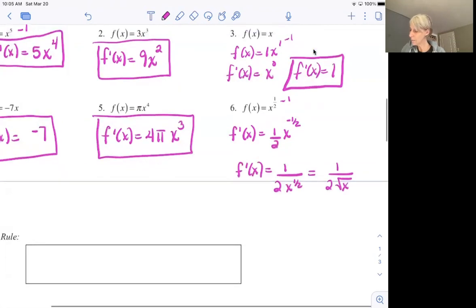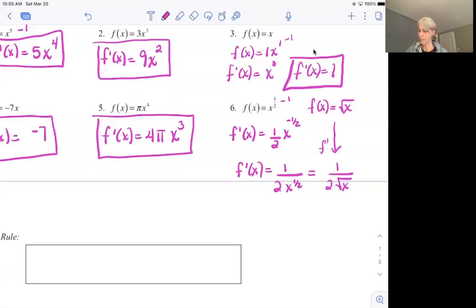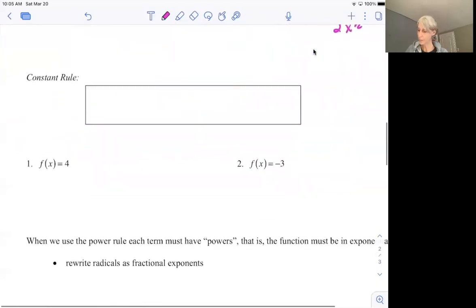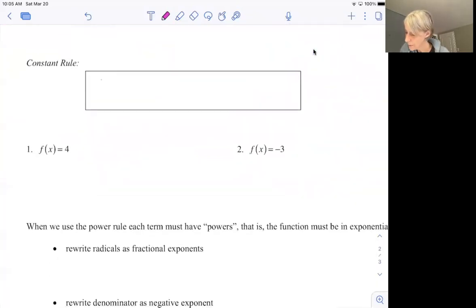And if you recall from the other day's lesson, if we look at this function, this is really f of x equals the square root of x. And after we evaluated our limit definition, that's what we wound up getting when we took f prime. Okay. Now let's talk a little bit about the constant rule. Our constant rule is if f of x equals c, then f prime of x just equals 0.